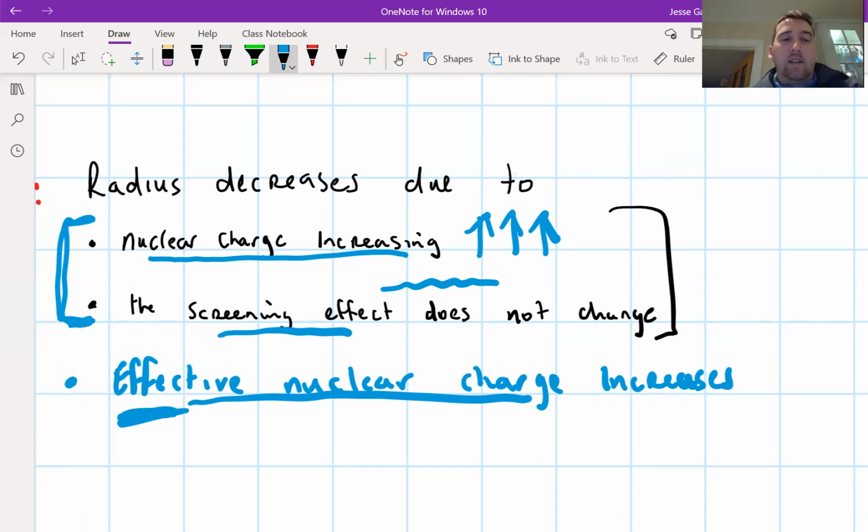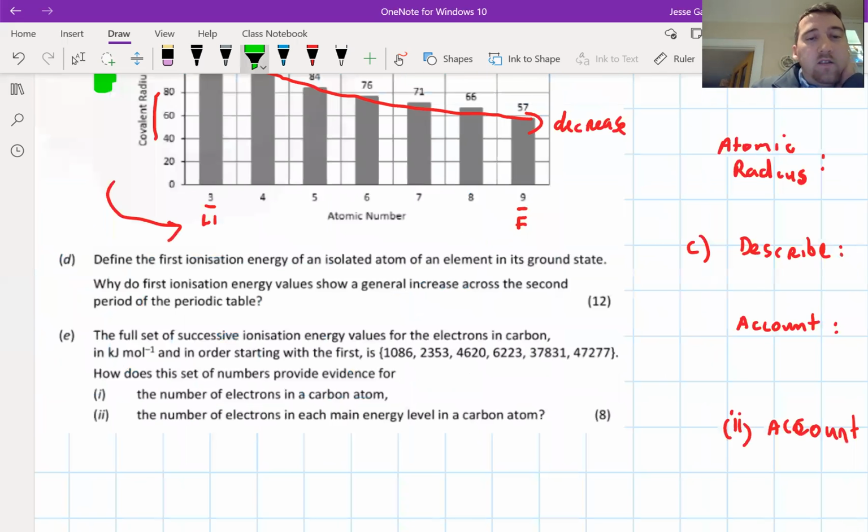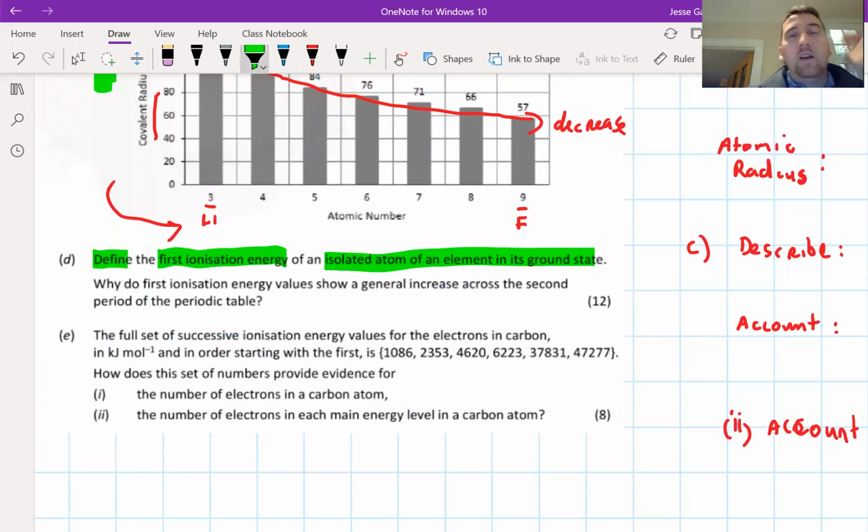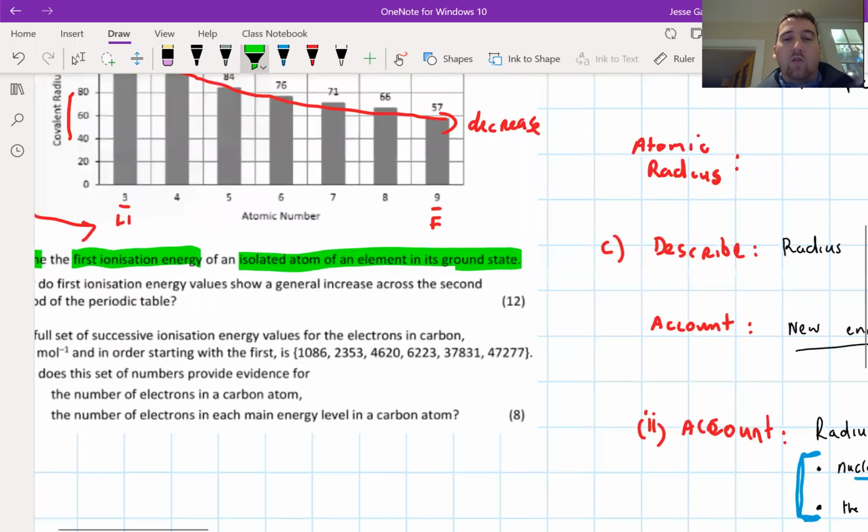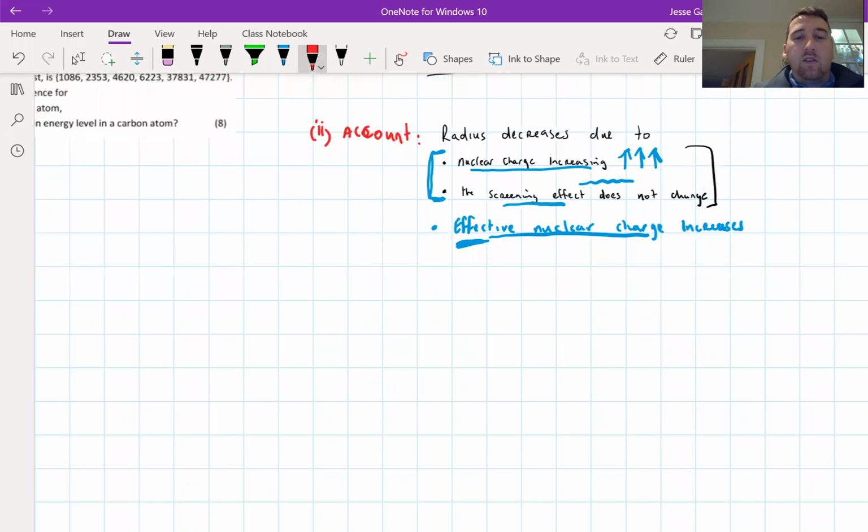Okay, so let's have a look then at part D. Again, we've got another definition. It says define the first ionization energy of an isolated atom in its ground state. So what I need you guys to do is go ahead and do that definition. This is part D, and this is the definition for first ionization energy.